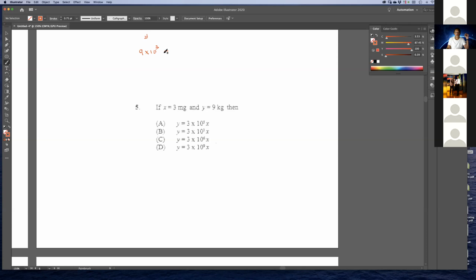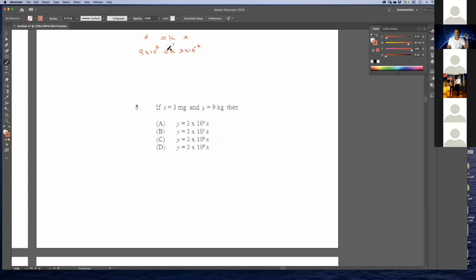Y is equal to some constant times X. There's a relationship between Y and X. Y is equal to some constant. If we want to find this constant, it's the constant that differentiates the answer. But X, they're telling us, is 3 milligrams. Milli is 10 to the minus 3. So this is 3 by 10 to the minus 3.